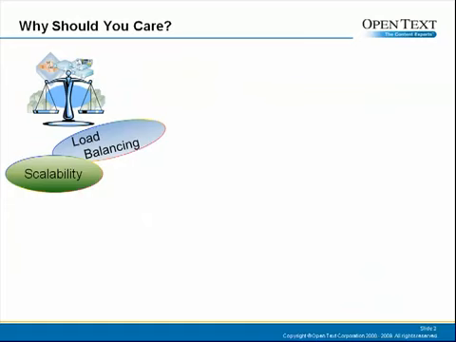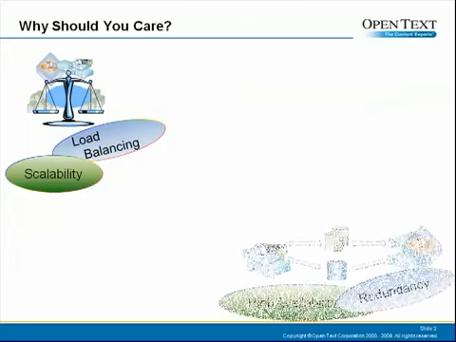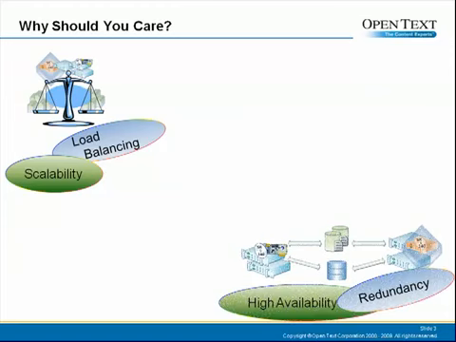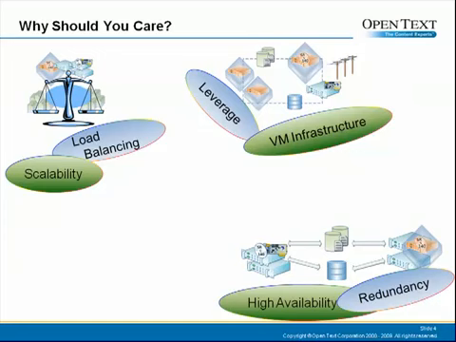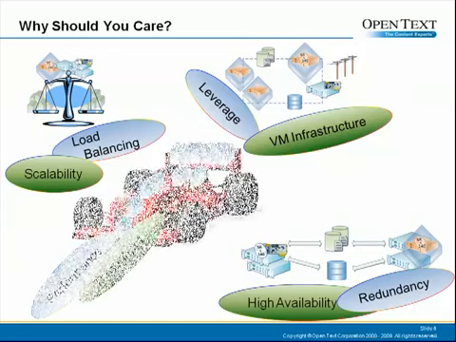Why should you care? Scalability via load balancing. Add another server and it starts processing jobs automatically. High availability through redundancy with automatic, effortless failover. That's on the server side and the client side. If your company is going virtual, you can leverage your investment in a robust virtual machine infrastructure.